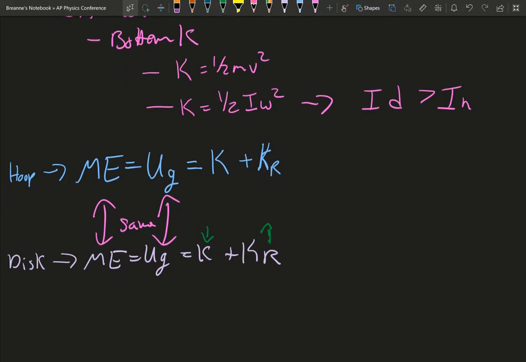We'll break this down: 1/2 mv squared. If that decreases, that means your velocity has to decrease. So your disk will be going slower, so your disk won't go as far. Slower, so not as far. This one, the hoop, will end up going faster, and it will go further.